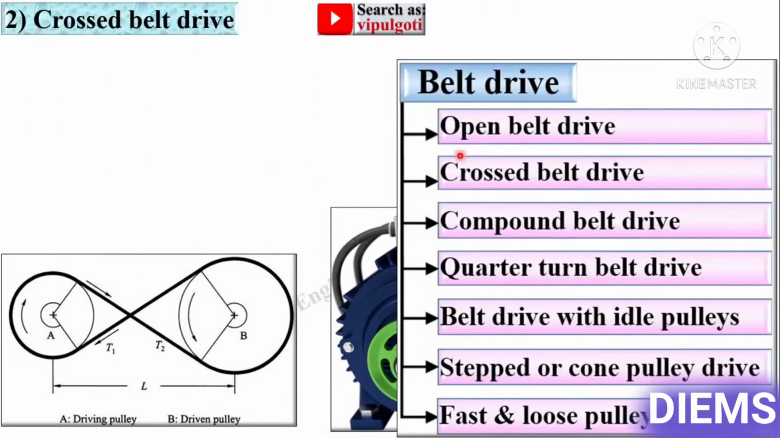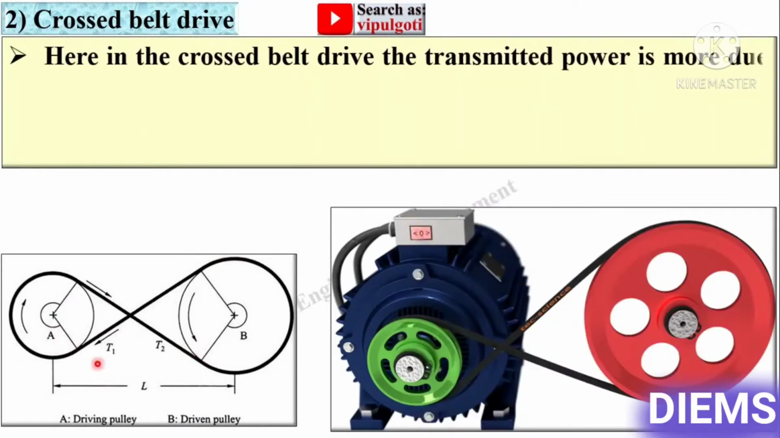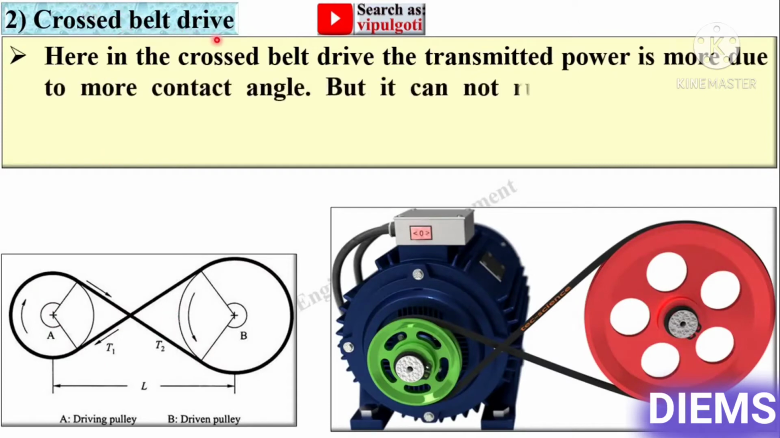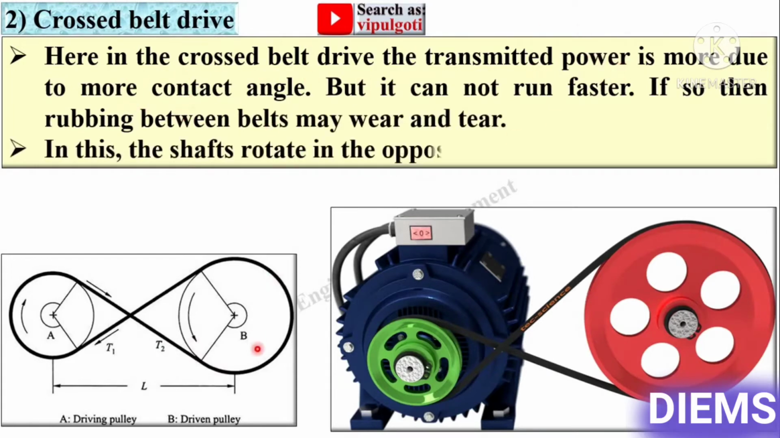Next one, cross belt drive. So here in this figure you can see the belt is crossed, and that's why it is called cross belt drive. Here in the cross belt drive, the transmitted power is more due to more contact angle. Here you can see the contact angle is more on both pulleys, so it can transmit more power, but it cannot run faster. If so, then rubbing between belts may cause wear and tear.